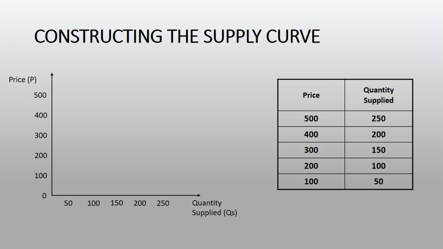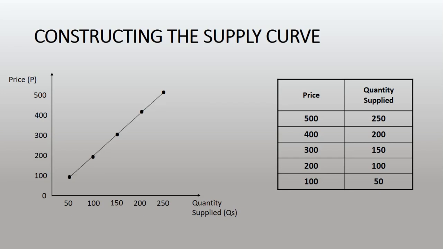We can see that at price 500, the quantity supplied is 250. So we put our figure there. We go down and we see that at price 400, the quantity supplied would be 200. At price 300, quantity supplied will be 150. At price 200, quantity supplied will be 100. And at price 100, the quantity supplied will be 50. We then connect all the dots, and there we have our supply curve.